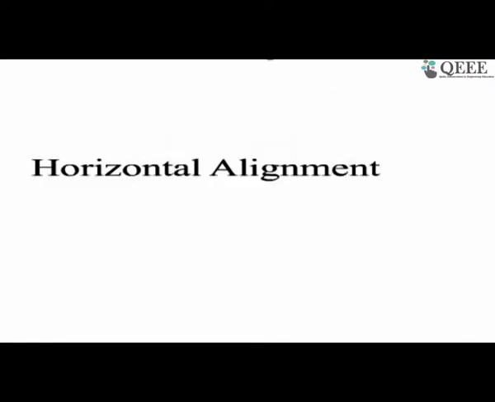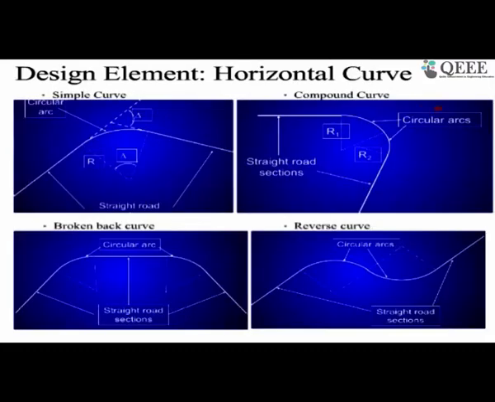So we talked about the extra widening. Now we'll go into the horizontal alignment, and with all this basic information, how we can design it. If we look into the horizontal alignment, these are the various combinations of the tangent section and the curve. As I am telling you again, the horizontal alignment is a combination of the tangent sections and their curves. Now it depends on how these curves are combined.